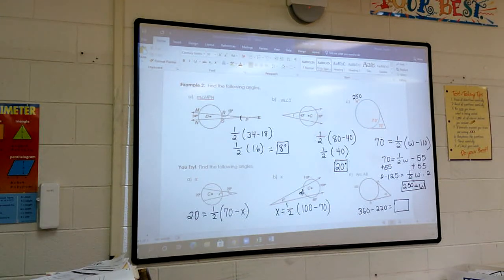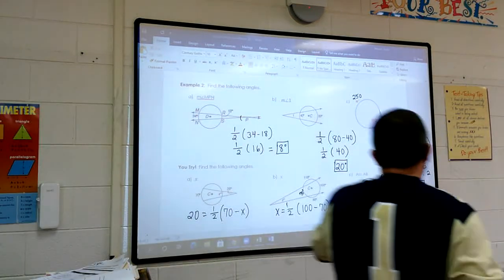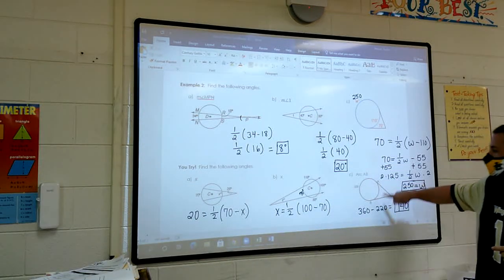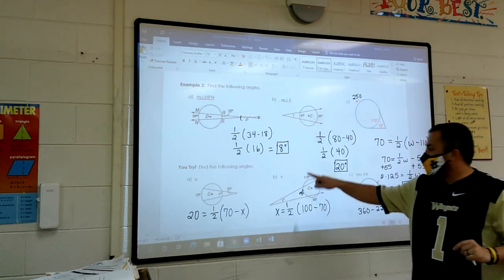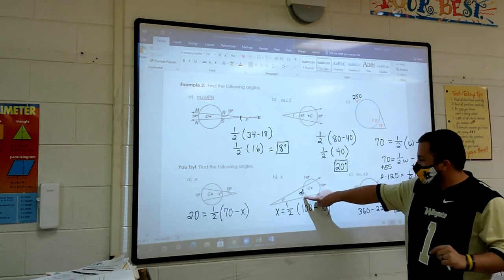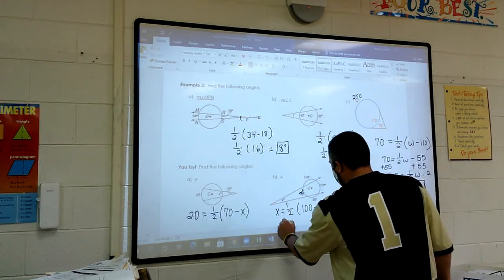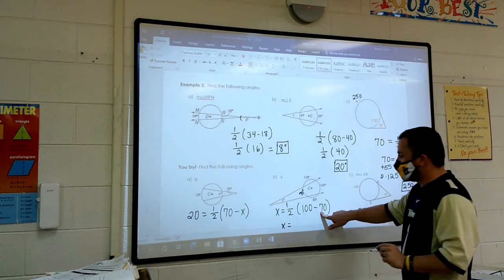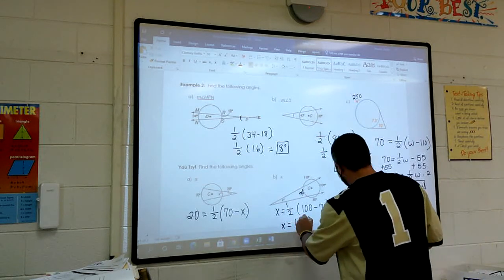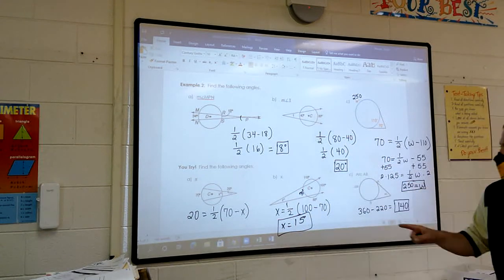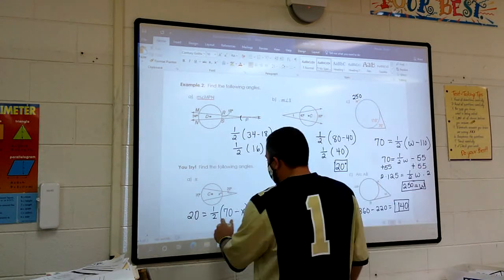In number 1, we already said in C that it was simple, that we just had 140. We just subtracted those because we know all the way around the circle is 360. In B, we said if we add all these up, this had to be 70 because all the way around the circle is 360. And we said half of 100 minus 70, which is 30, is going to be 15. So we got that one, 15 degrees. Now, here we're going to say 1/2 times 70. What's half of 70?